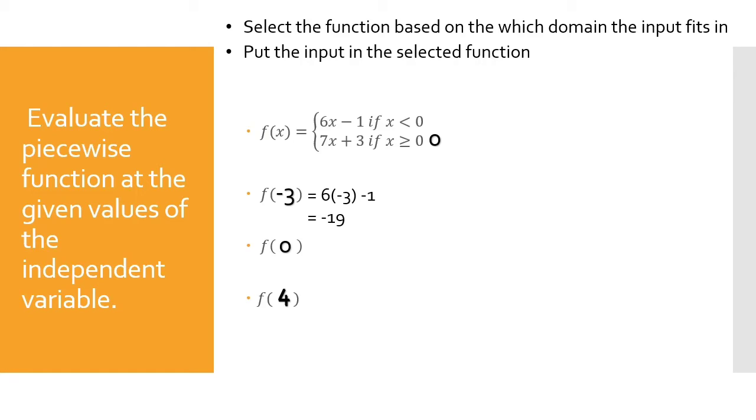0 fits in the domain of x is greater than or equal to 0. So we're just going to put that input in the selected function. 7 times 0 is 0 plus 3 is 3. Four is greater than 0, so we're going to put that in the second function. 7 times 4 is 28 plus 3 is 31.